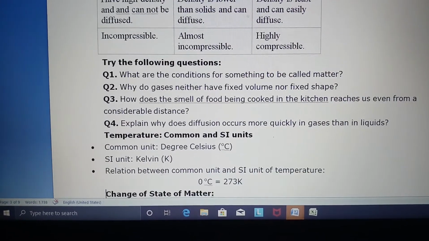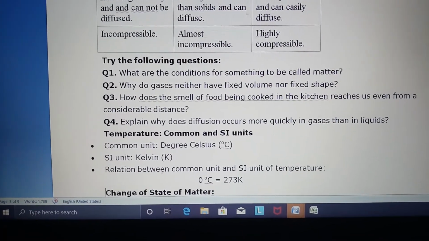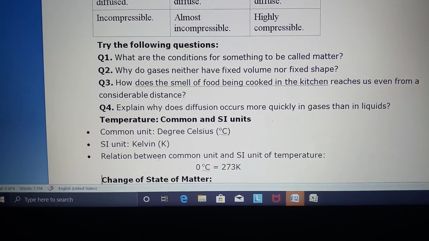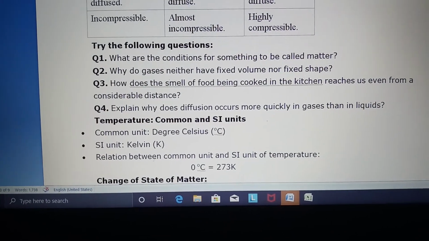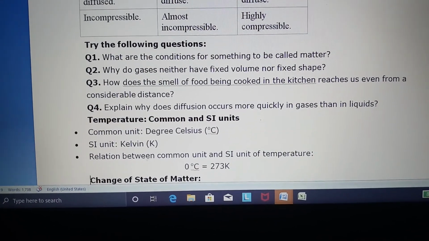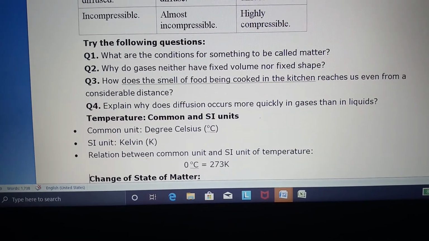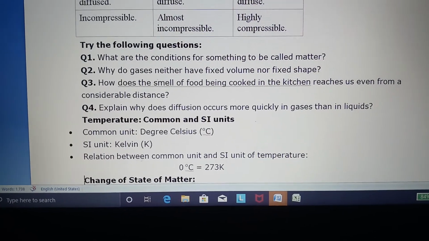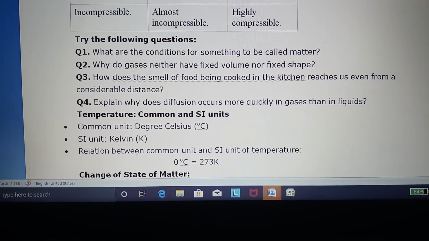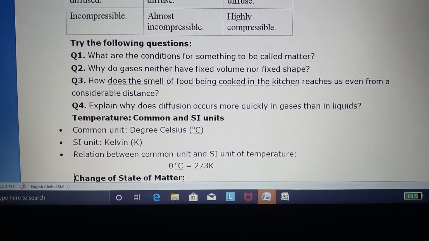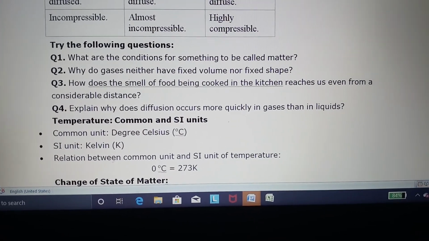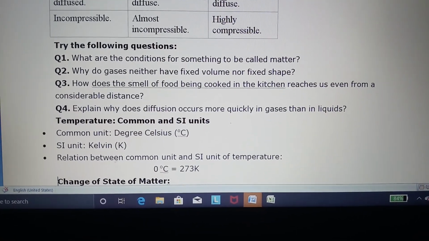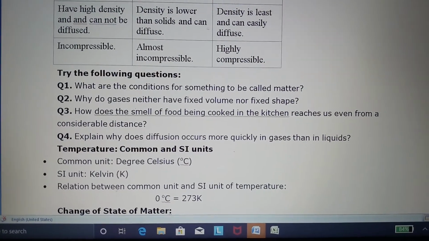And there are some common SI units that you have to see. The common unit is degree centigrade, we are not using Fahrenheit. The SI unit is Kelvin, and the relation between the common unit and the SI unit is that 0 degree centigrade is 273 Kelvin. So 273 Kelvin is the freezing point. Is it clear, students? So next day we will meet again with the change of state of matter. Our next agenda would be on the change of state of matter.